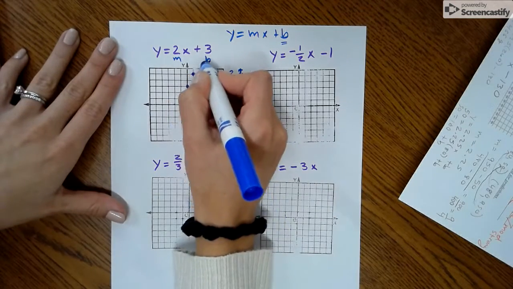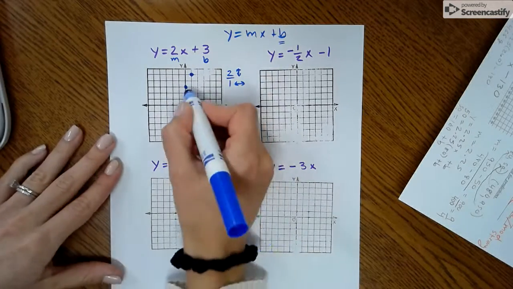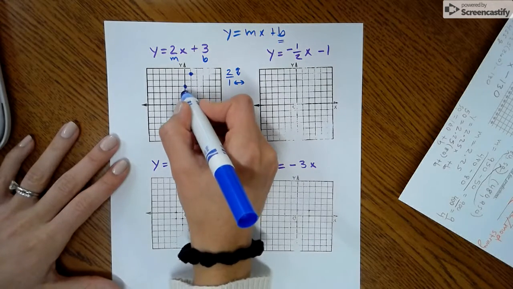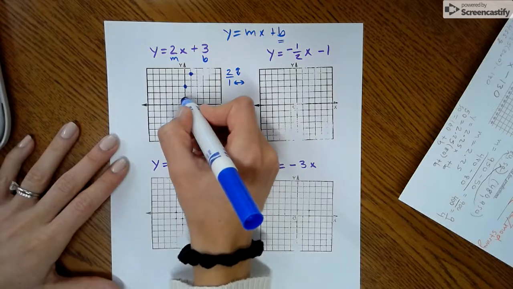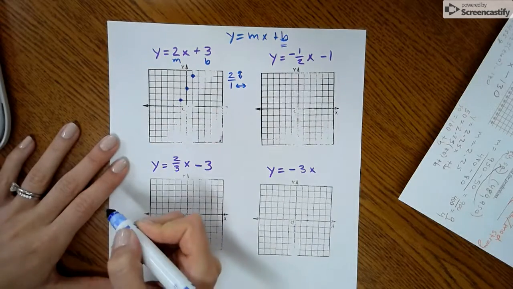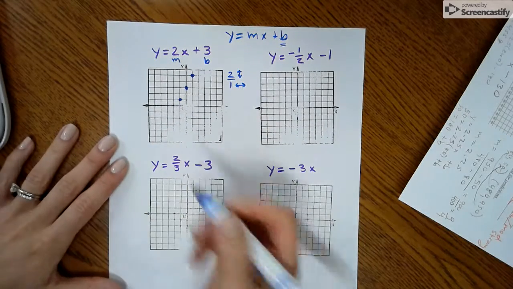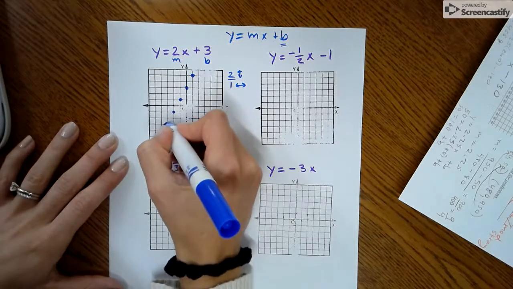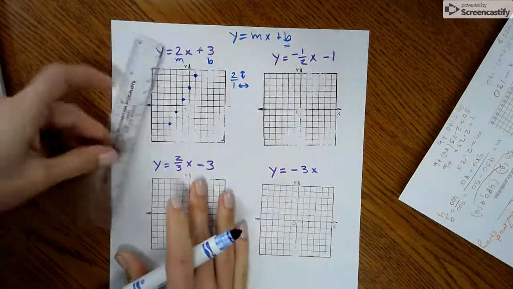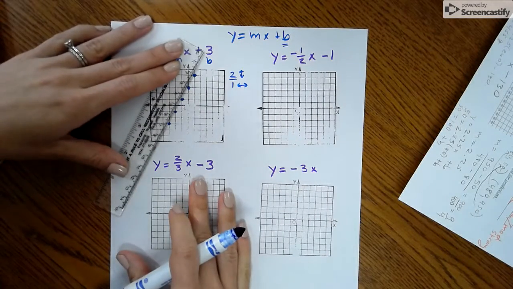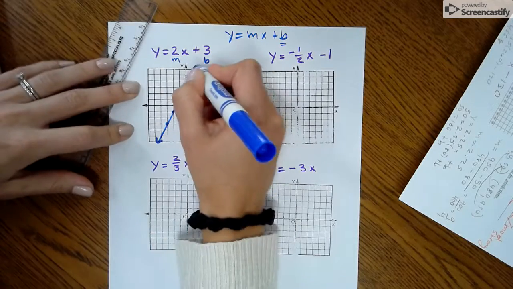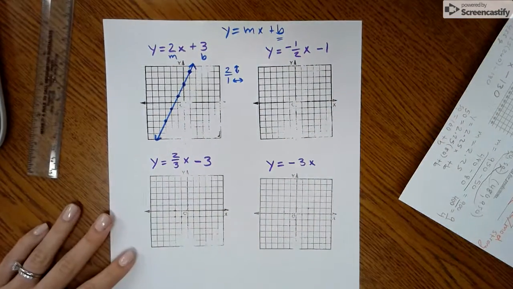Now I can't extend it any further this way because I run out of graph. So I'm going to go back to this point and I'm going to reverse the slope. If I go down 2, that's negative. So then I have to go left 1 because a negative and a negative keep it a positive. So down 2, left 1, down 2, left 1. Once you get enough points, you can connect those across the whole graph, and then put arrows on the ends because this line does extend forever.